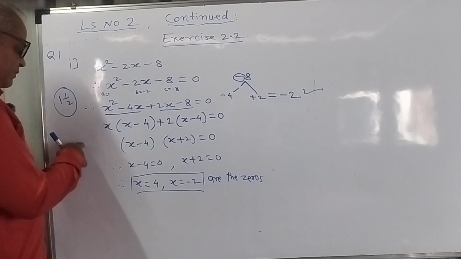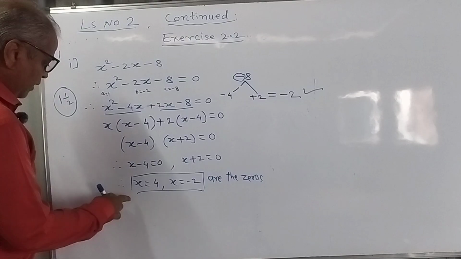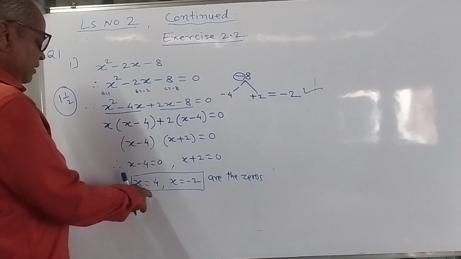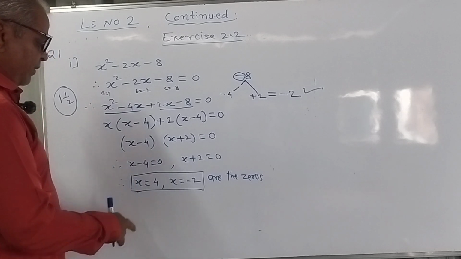so this question is for 3 marks. Now let us assume that these zeros are alpha and beta.